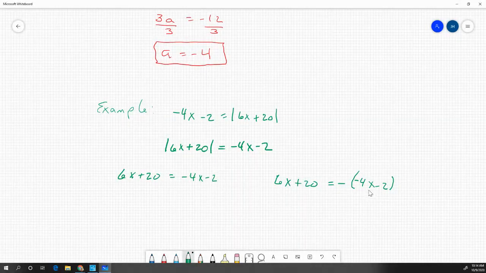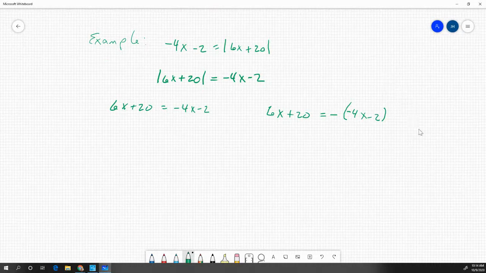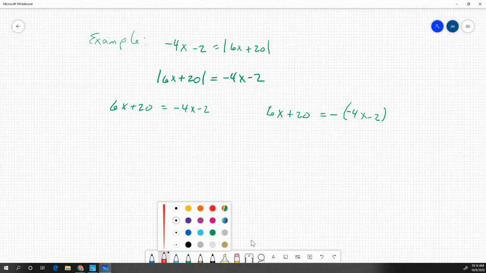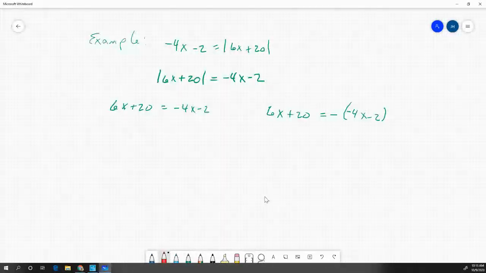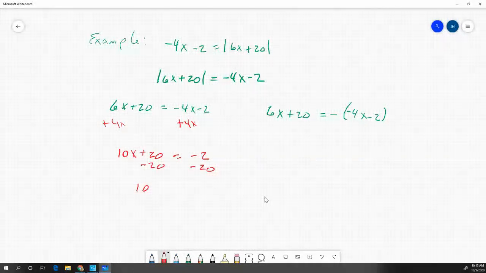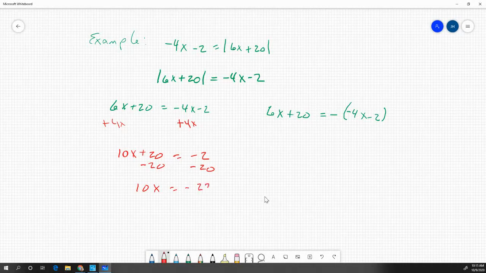All right. And that's why I specifically wanted to show you a problem like that, because he said that there are a couple in the homework. And now we're going to combine our like terms. I'm going to move all of our variables to the left side because that's where I like them. So I'm going to add 4x and I'm going to add 4x here. And I'll be left with 10x plus 20 equals negative 2. And then I'm going to move my 20 over. I'm going to subtract 20, and I have 10x equals negative 22.